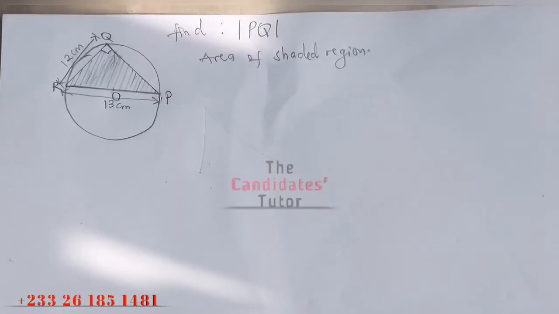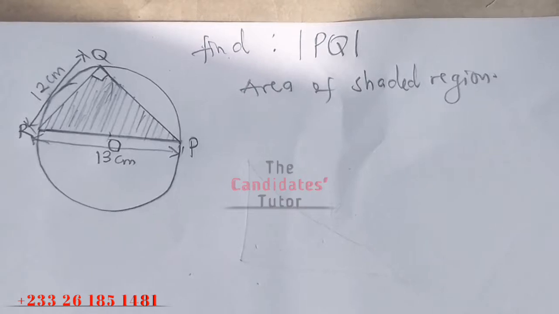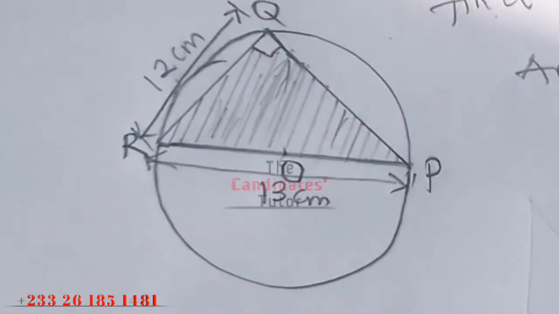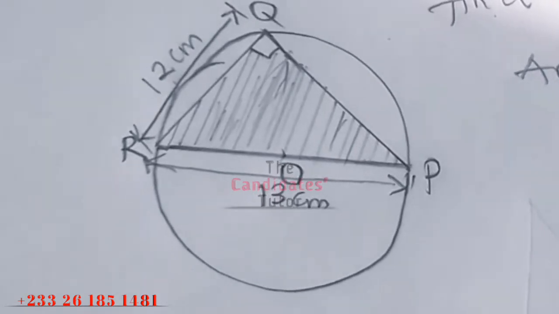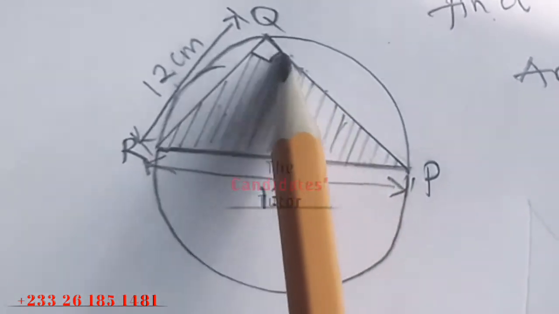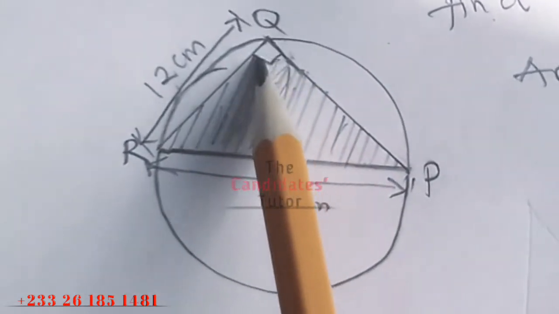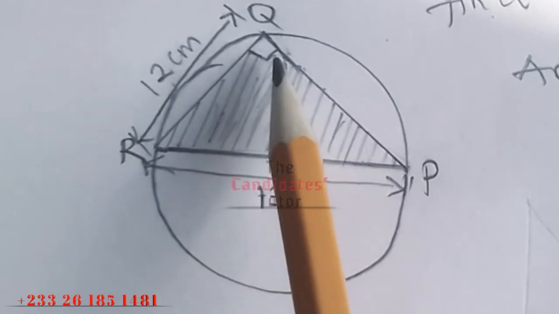Okay, so this is the question before us. We are asked to find the length of PQ and the area of the shaded region. When you look at this, it makes sense because one of the circle theorems says that when the diameter touches any part of the circumference, it forms a 90 degrees angle on the top here. So because of this 90 degrees, we are going to get a right angle triangle, okay?